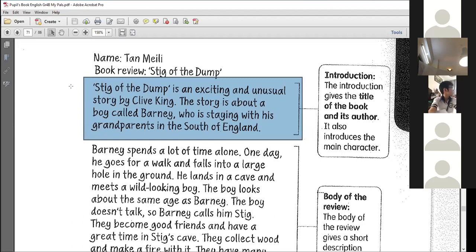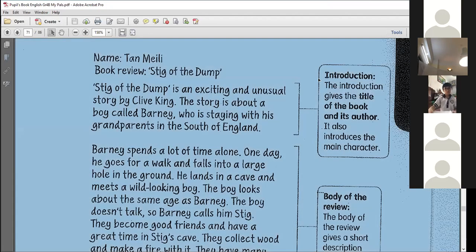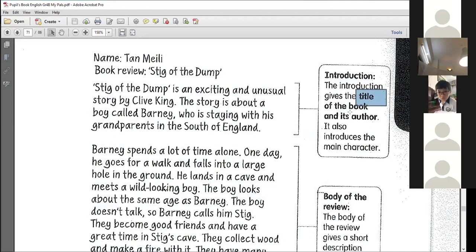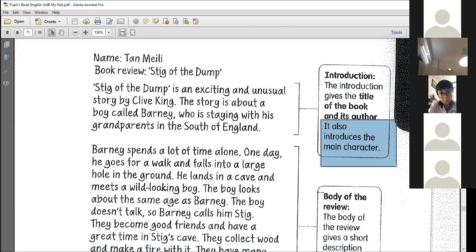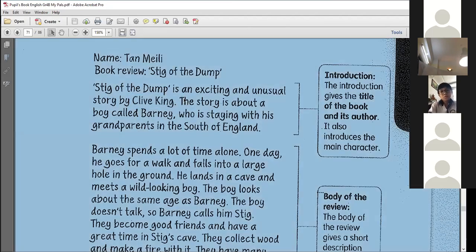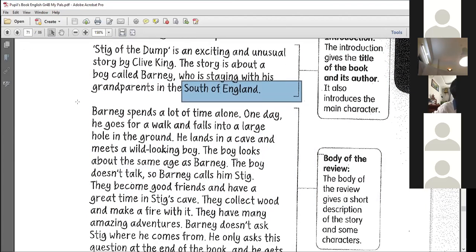All right, so our first paragraph here, this is called the introduction. And the introduction just gives the title of the book, and it lets you know the author as well, the person who wrote the book. And then it also introduces the main character. So let's look here. We have the title, Stig of the Dump. And this guy is the author. He wrote the book, Clive King. And then it just tells you a little bit about what the story is about. Okay, we have about a boy called Barney. And it tells you where we are as well. It says he lives in England. All right. Kim Sai, can you continue, please?